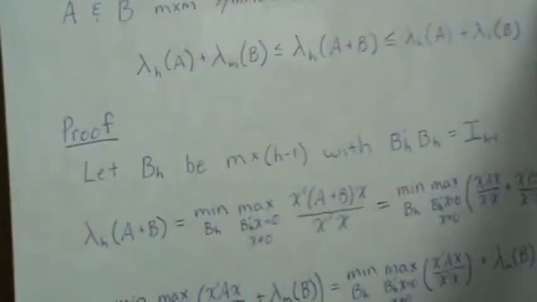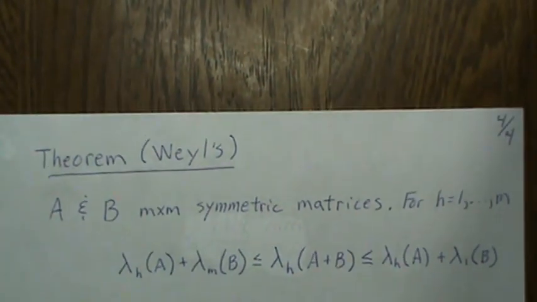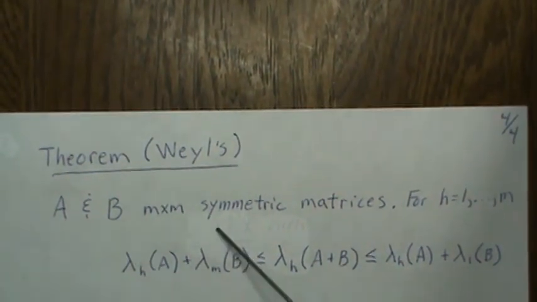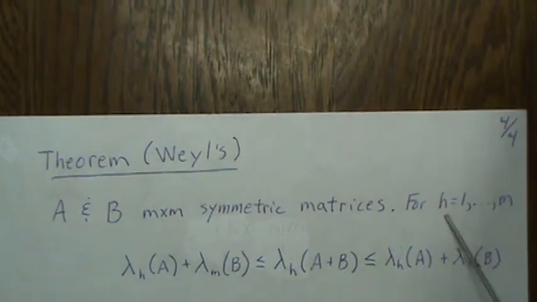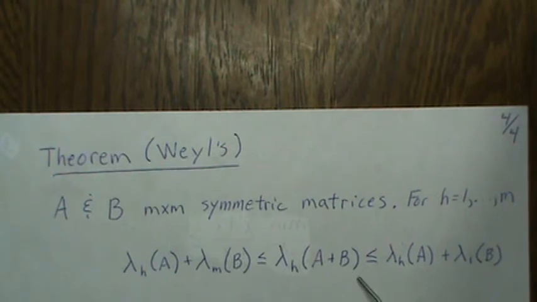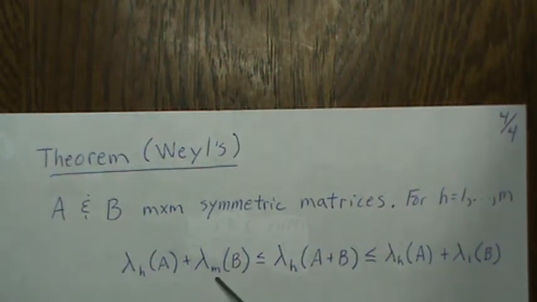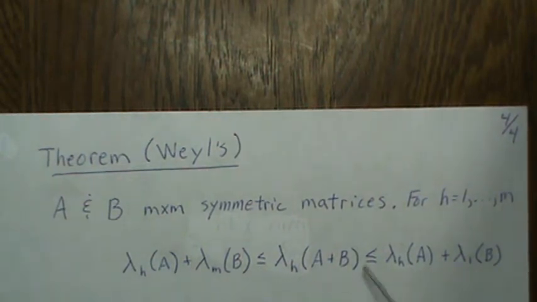Now, one more proof, and I know it's getting long. This will go pretty quickly. This is Weyl's theorem. And this says if we have A and B m by m symmetric matrices, for all h 1 through m, this quantity holds. And this is going to be pretty interesting, that if we want the largest eigenvalue of this, it has to be less than the largest eigenvalue of A plus the largest eigenvalue of B, and vice versa if we want the minimum, and this is true for any h.